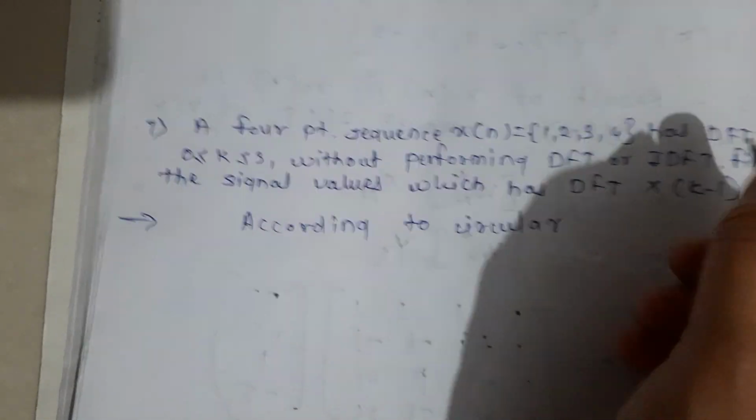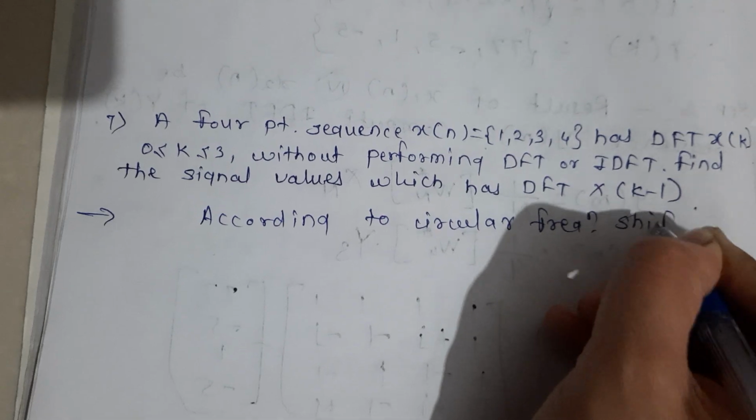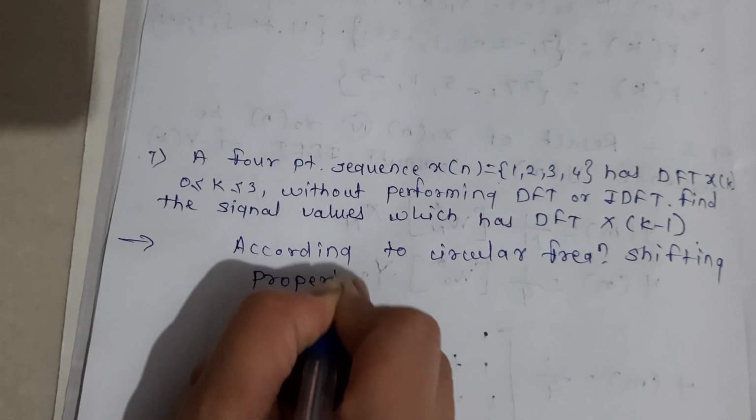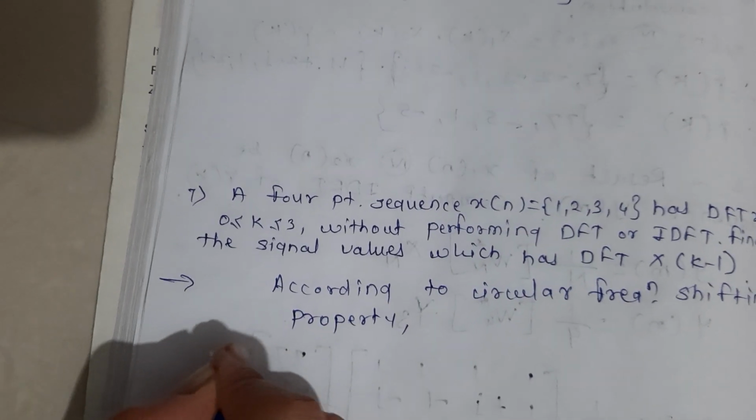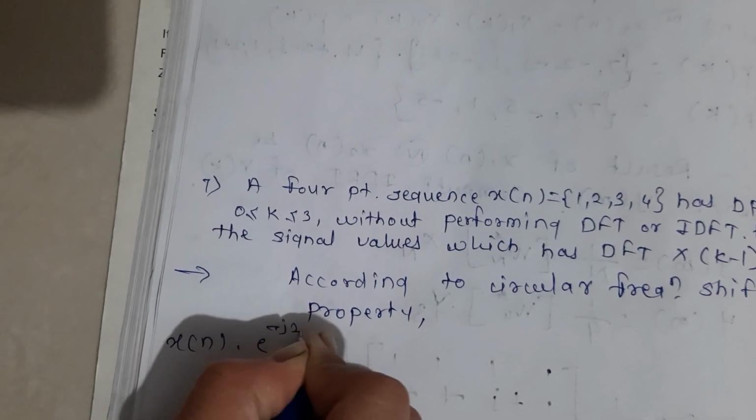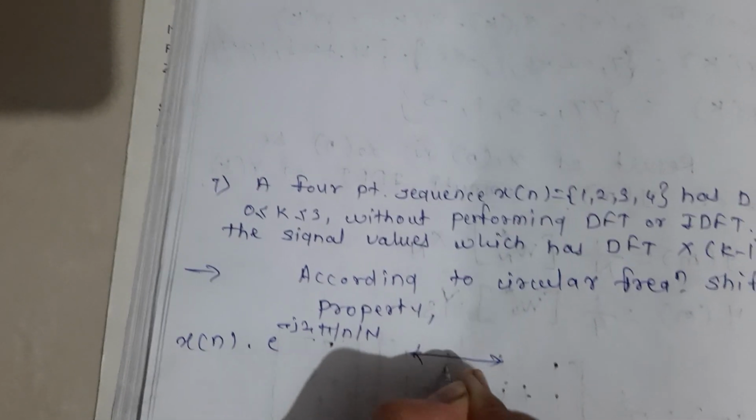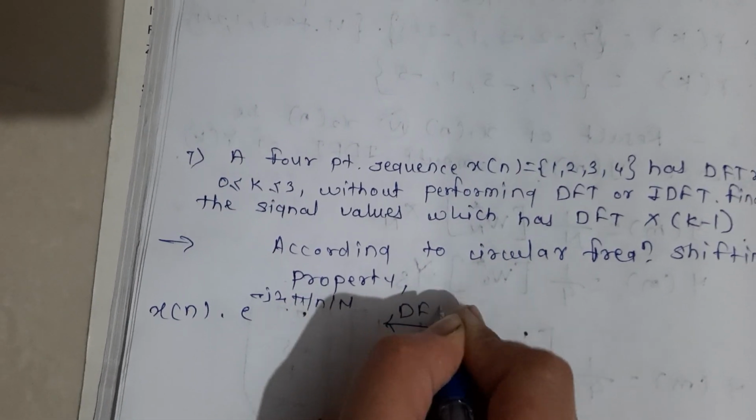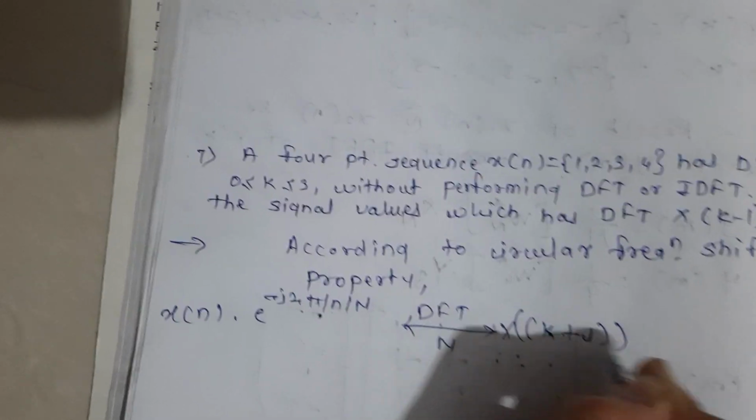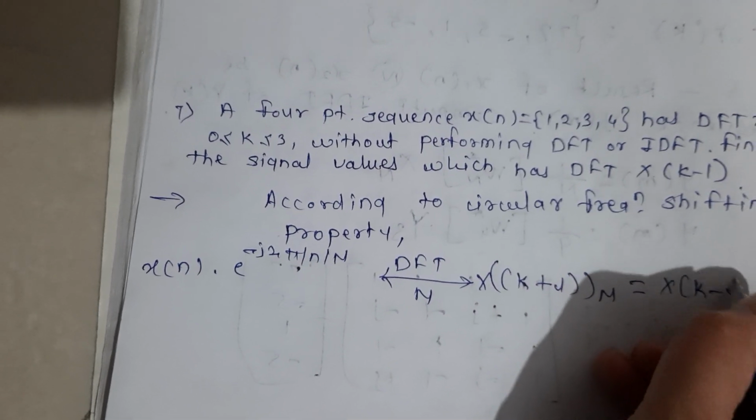According to the circular frequency shifting property, x(n) into e raised to minus j 2 pi l n by N has DFT X(k plus l), that is X(k minus l).